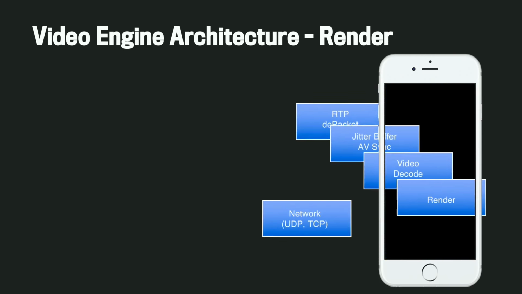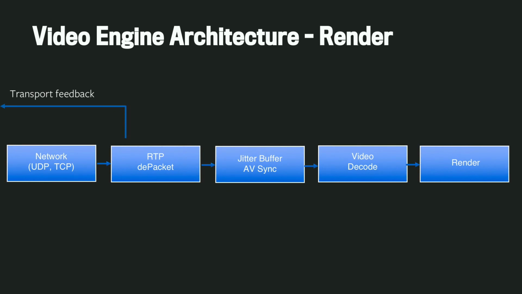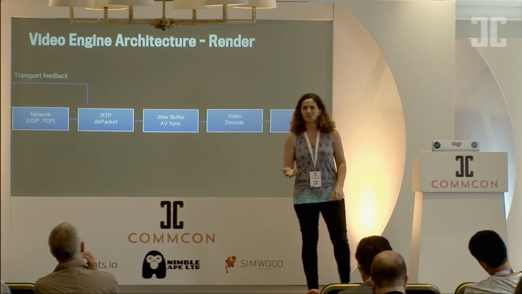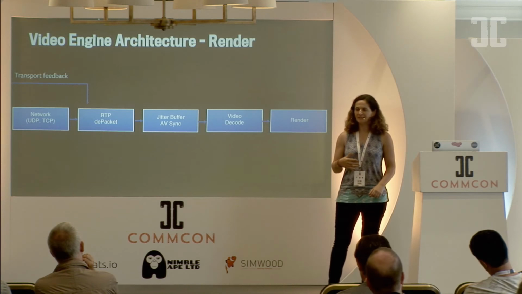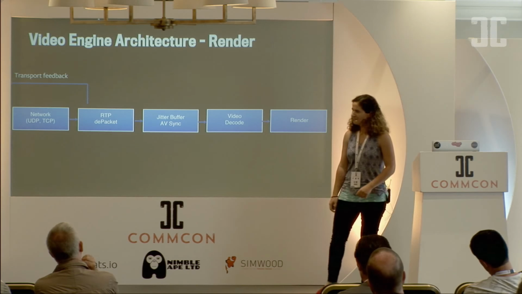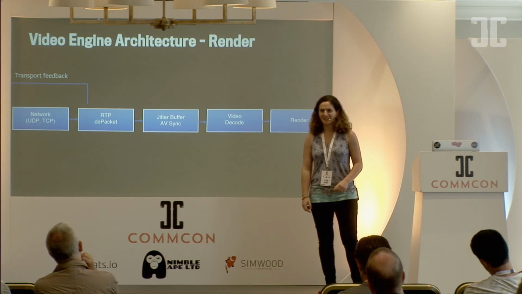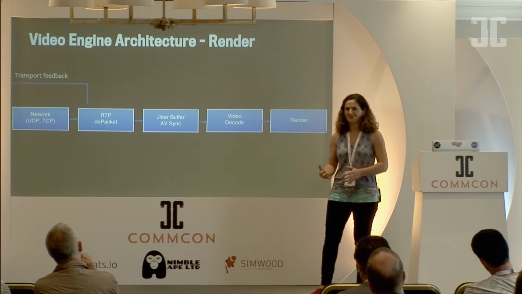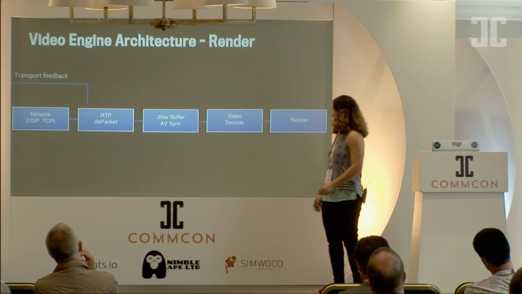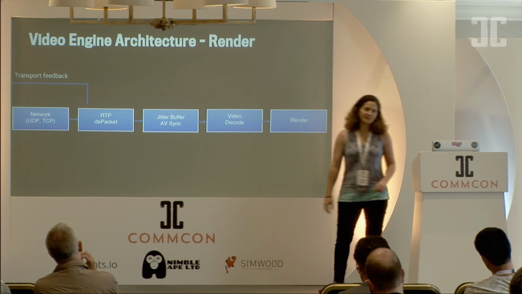So to complete the picture, this is the architecture of the receiver side. We are getting the packets from the network. We are sending back the transport feedback. We have the jitter buffer to reorder the packets. And we are doing video decode, which, again, here we will make the decision whether to do it in hardware or in software. Many devices that fail to do the encoder properly will be able to at least do decoding in hardware. And then we will render the video.